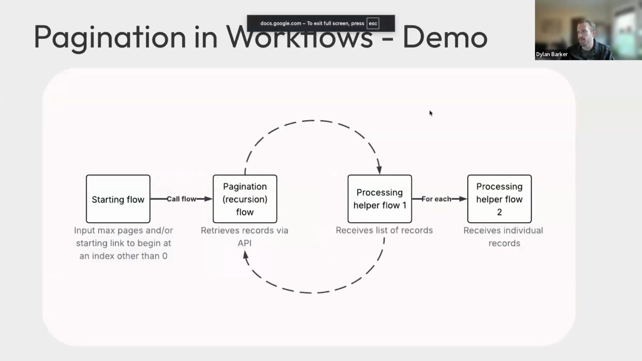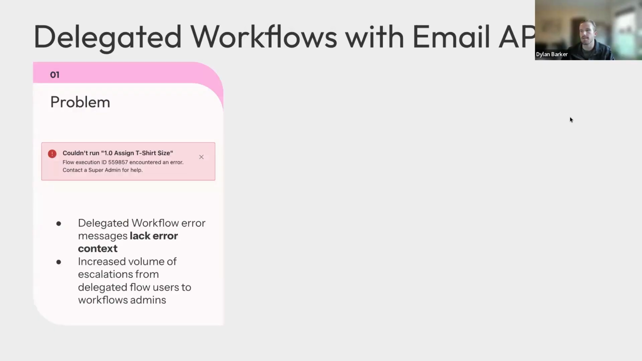Back to the slideshow, I'll move into the next topic, which is delegated workflows with email API. I know I've started using delegated workflows a lot more at particular clients that have a lot of different types of contact centers, different types of admins. And the problem was when we started to deploy these, we got a lot of escalations from those different admins with these error messages that they were seeing with the delegated workflows.